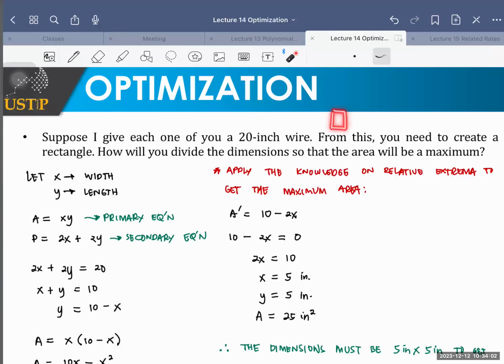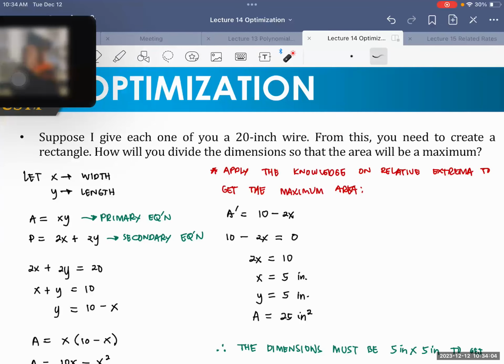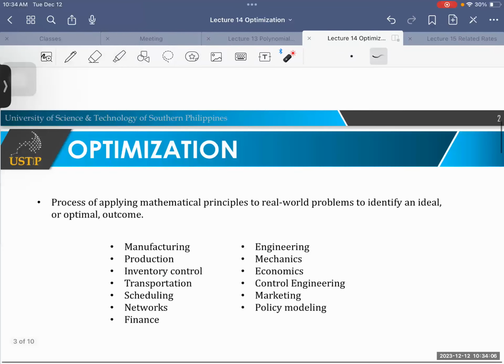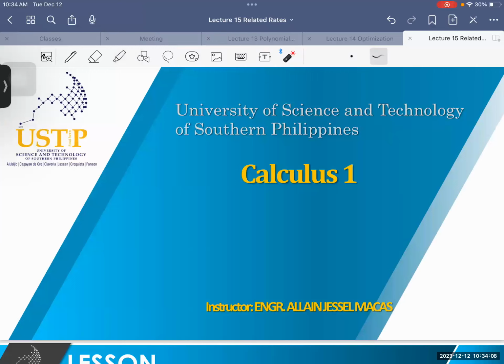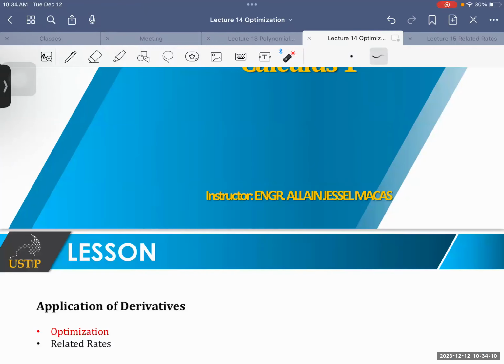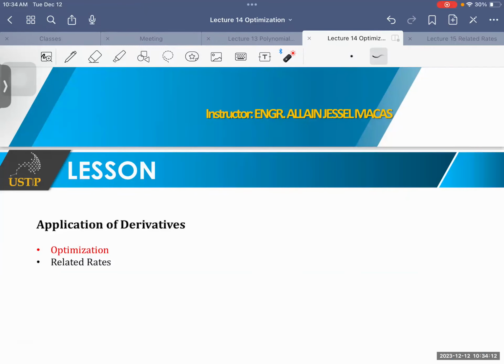Okay, class. So this is the optimization and related rates lecture, and this is under the application of derivatives. So this is kind of tricky, but in a way, if you really know how to apply the knowledge of derivatives, and you know how to analyze a problem, makuha na ganyan siya class. Okay. So let's start first with optimization.